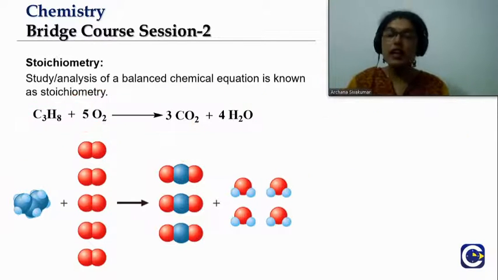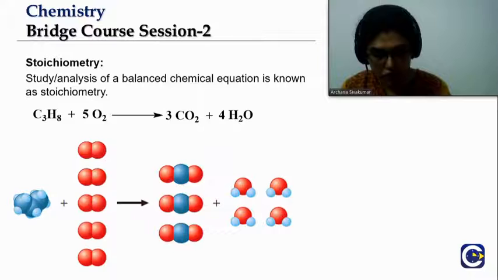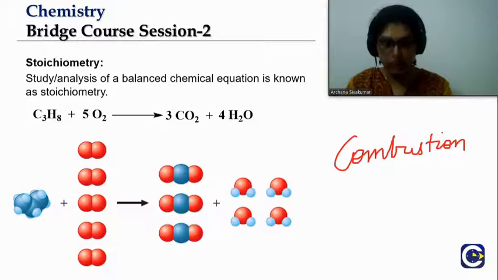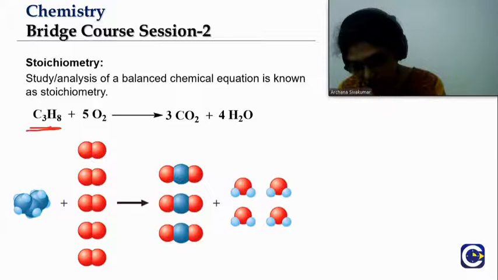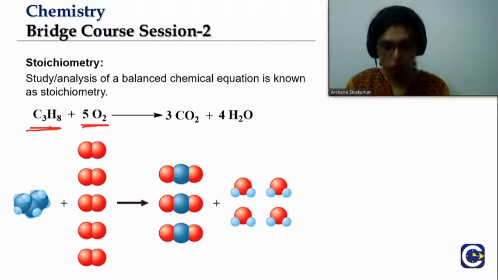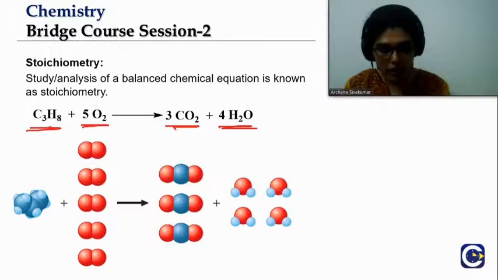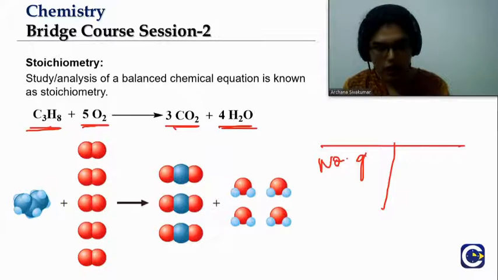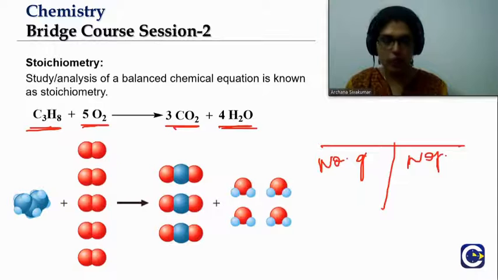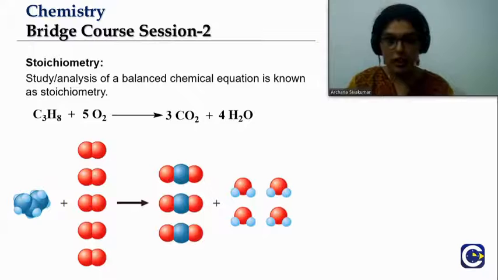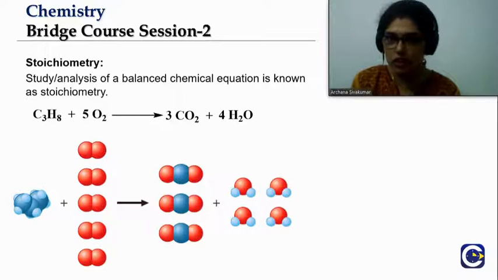So you would have read in your 10th standard that these kinds of reactions are called combustion reactions. What are they called? Combustion. Am I right? So in this reaction, what is happening? Propane is reacting with 5 O2 to give 3 CO2 and 4 H2O. We have balanced it using, how do we balance? We write the number of atoms on the left and number of atoms on the right, that is the number of atoms in the reactant side and the number of atoms in the product side, and balance the chemical equation. We saw about this in the Bridge 1 session also.